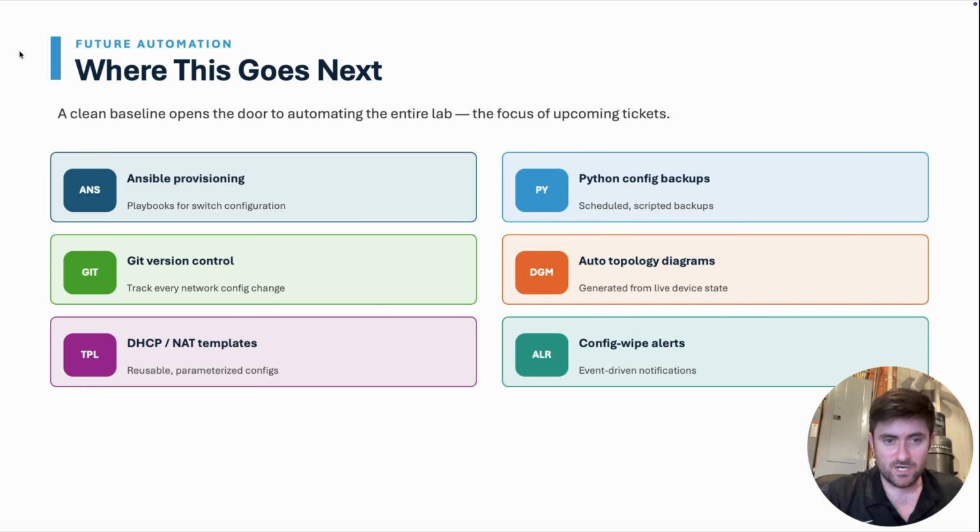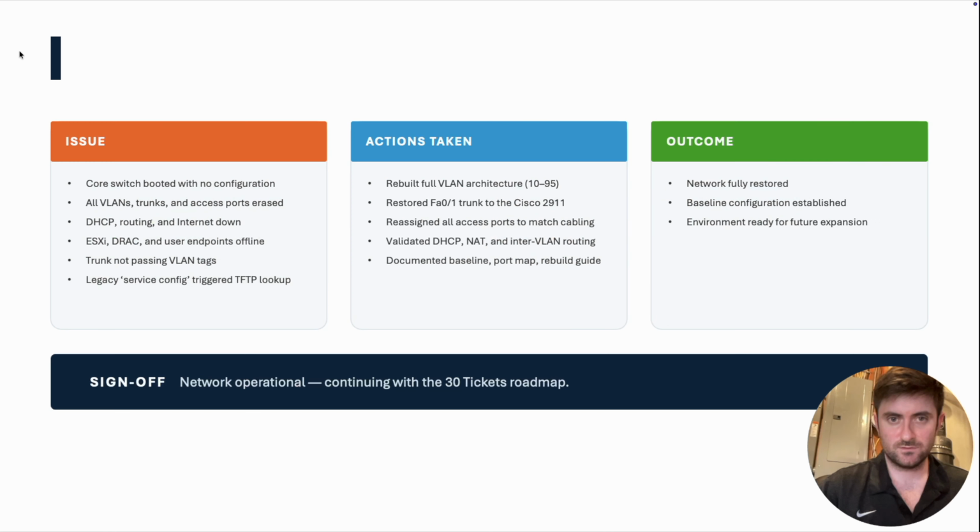So where does this go next? Ansible planning is a future plan. Python configs and backups and scripts. Git version control. Auto topology diagrams. DHCP and NAT templates. And config wipe alerts. And that concludes the 3550 switch rebuild.